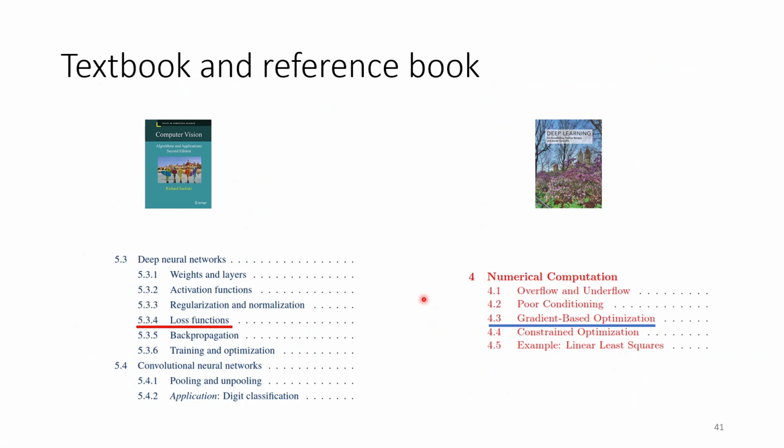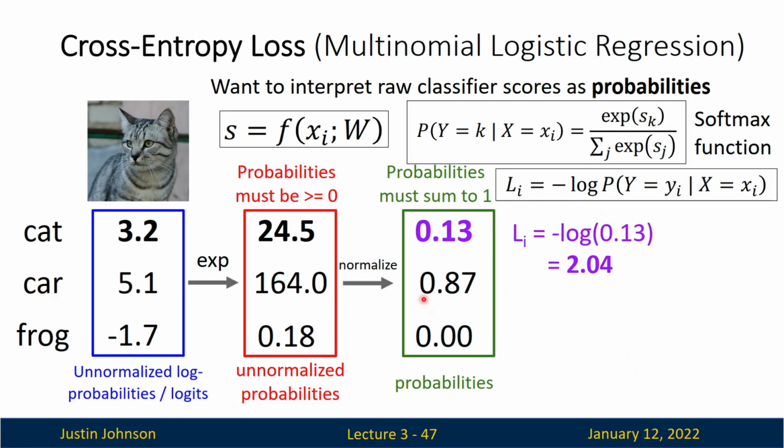In your textbook and reference book, there are also sections talking about the loss function. All right, so let's see two examples of loss functions. The first one is the cross-entropy loss. It is very popular for deep learning.